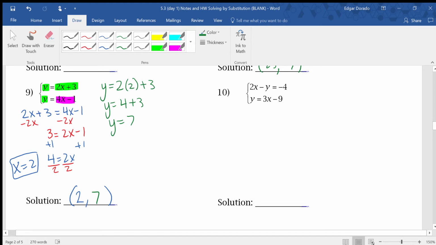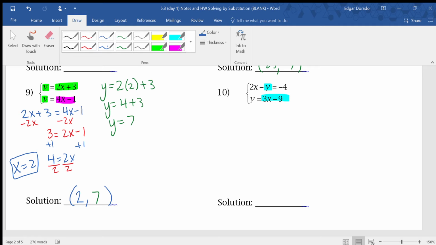Okay, and since you guys again already tried out number 10, I'm going to go a little bit quick on this one. So let's go ahead and ask ourselves again, which of these variables is already solved all by itself? Okay, well, it's this y. Y equals all of that, so I can substitute that in here.